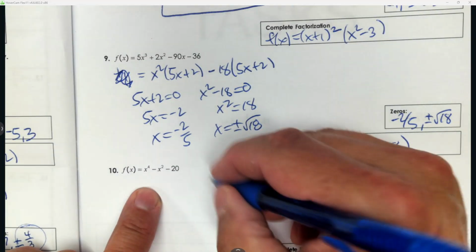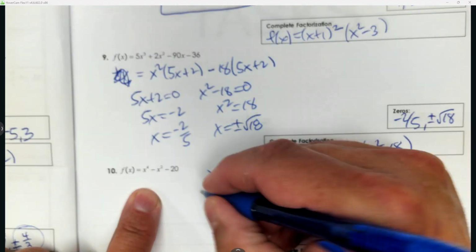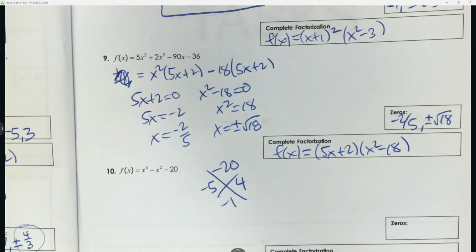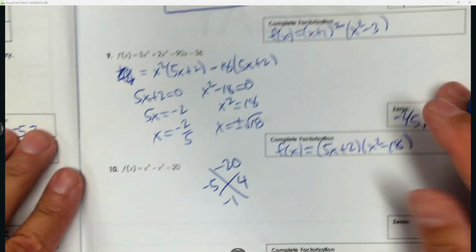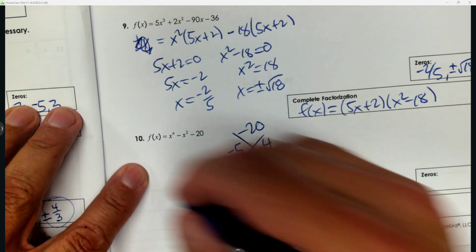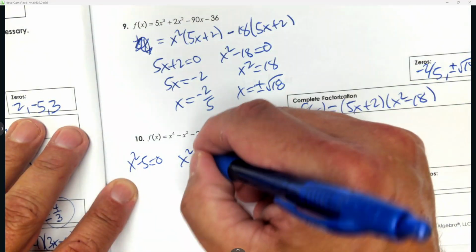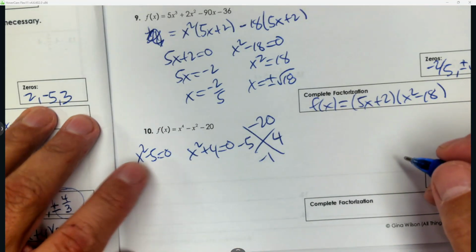All right, this one's definitely factorable, a trinomial. So the two numbers are negative 5 and 4. So the two equations are going to be x squared minus 5 equals 0 and x squared plus 4 equals 0. And then solve it.